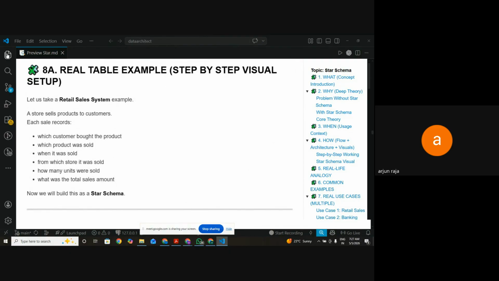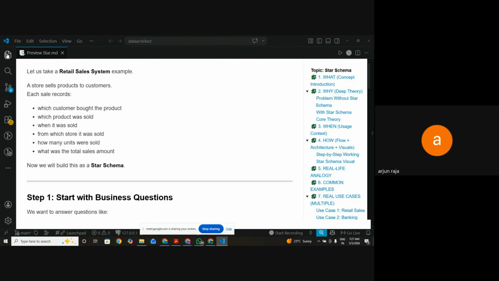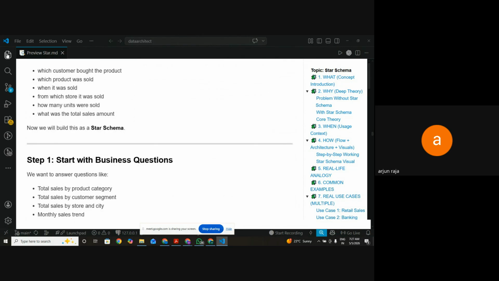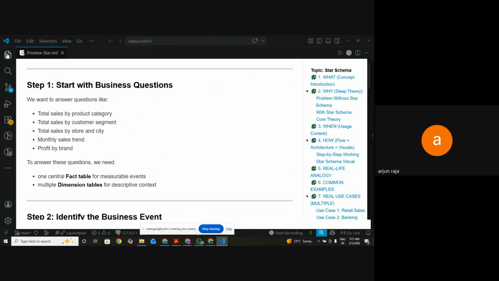Real table example. Let us take a retail sales system example. A store sells products to customers. Each sale records which customer bought the product, which product was sold, when it was sold, from which store it was sold, how many units were sold, and what was the total sales amount. Now we will build this as a star.